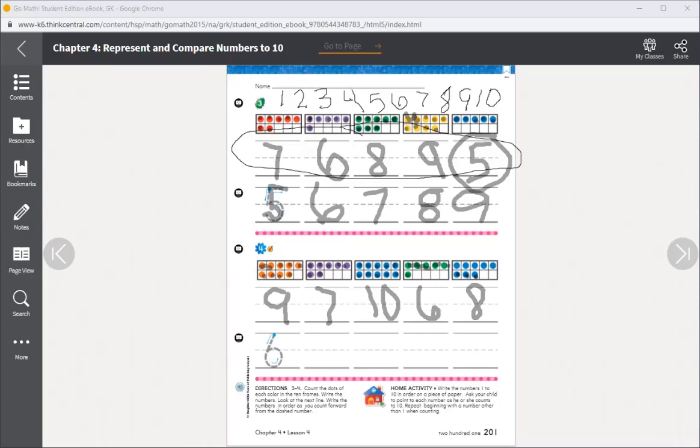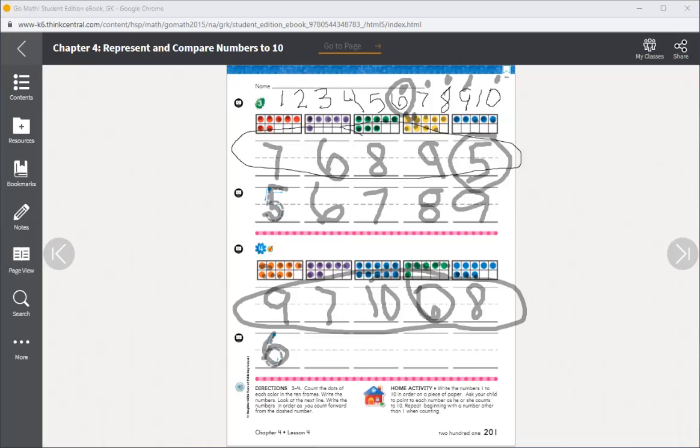Okay. Now we have 9, 7, 10, 6, and 8. And we've got to put these in order. So we've got to see which one is the smallest. Well, here's 8. Here's 7. Here's 10. And there's 9. And then here's 6. So which one's the smallest out of all these numbers right here? It is the 6. So we're going to start with 6.